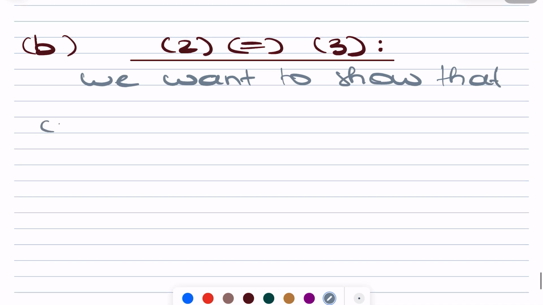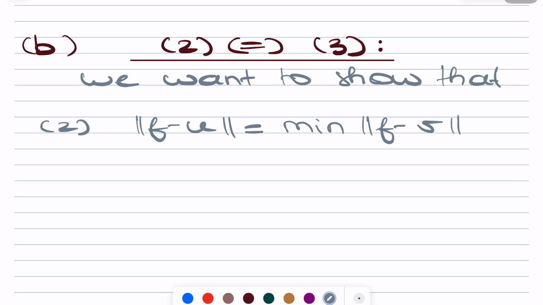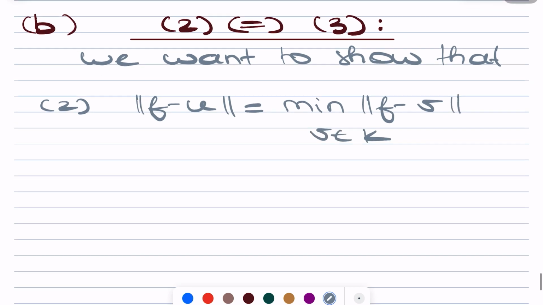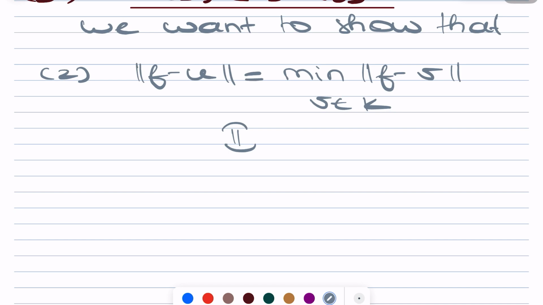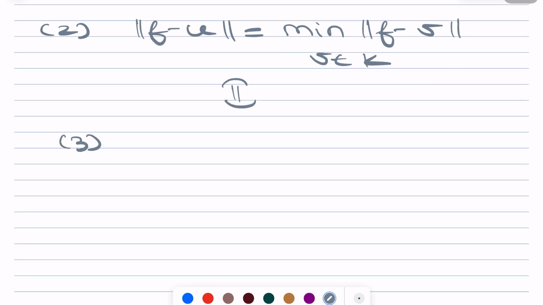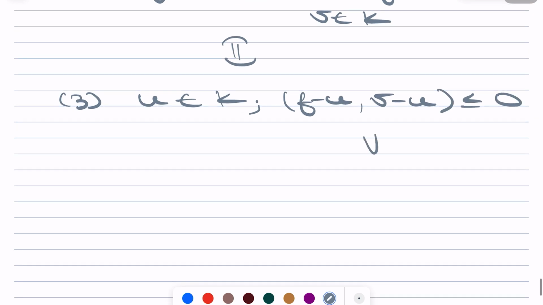2 was that the norm of f minus u is equal to the min of the norm of f minus v, right? What the v in K? And show that this is equivalent to 3, right? 3 was the fact that u is in K, right? This is obvious already. And the scalar product of f minus u and v minus u, right, is less or equal than 0 for every v in K. Good.